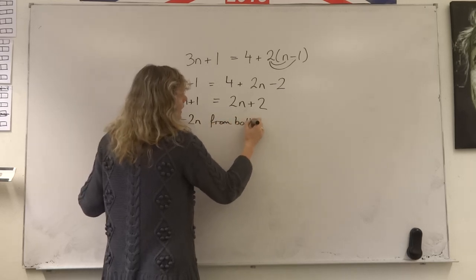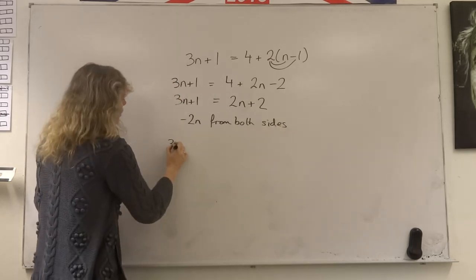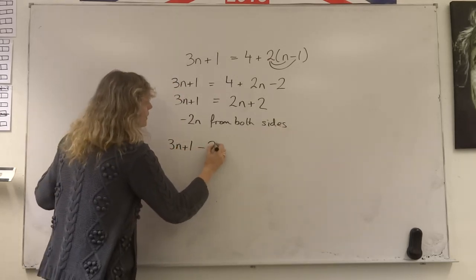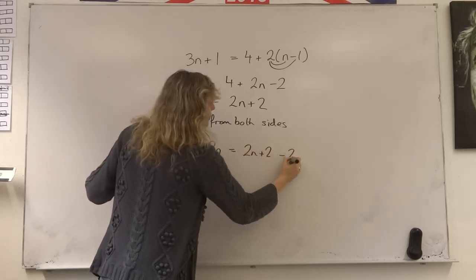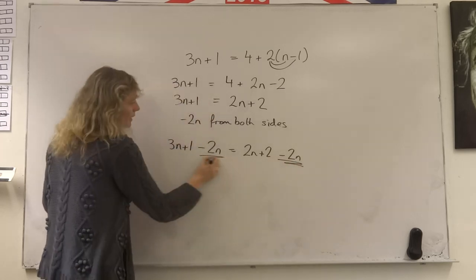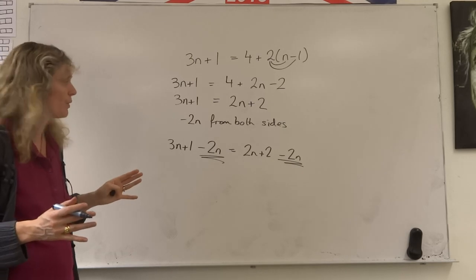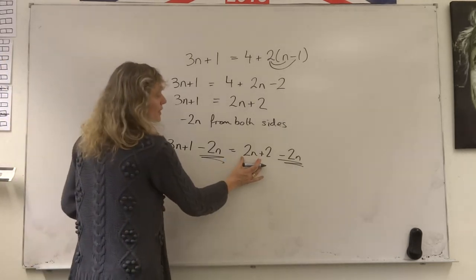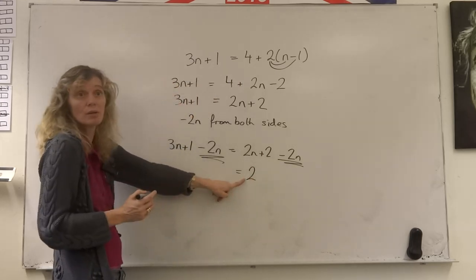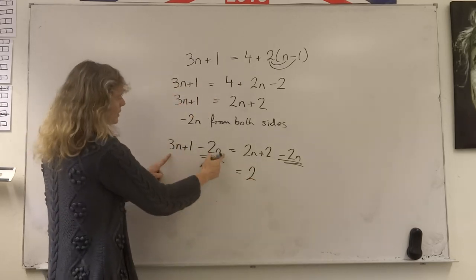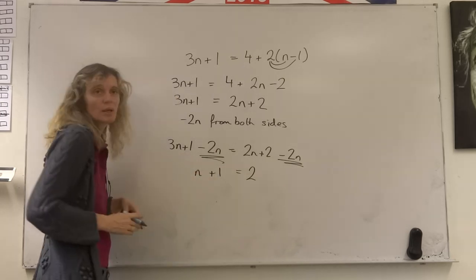And the important thing here is that you show what you're doing. So here I would get 3n plus 1 minus 2n equals 2n plus 2 minus 2n. Here's a minus 2n, here's a minus 2n. I'm allowed to do whatever I want as long as I do the same thing to both. This is now nice and easy because 2n minus 2n gives me 0 here, so my answer is just plus 2. 3n minus 2n gives me n, so I now know that n plus 1 equals 2.